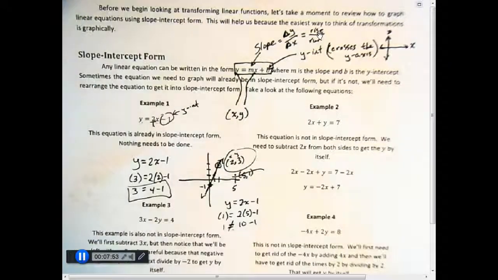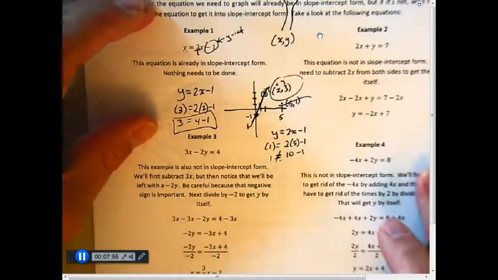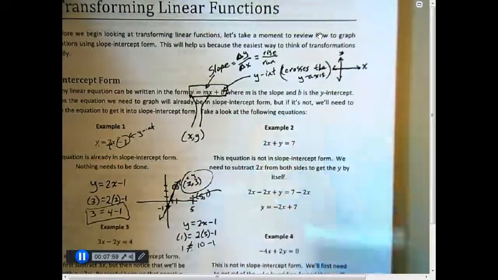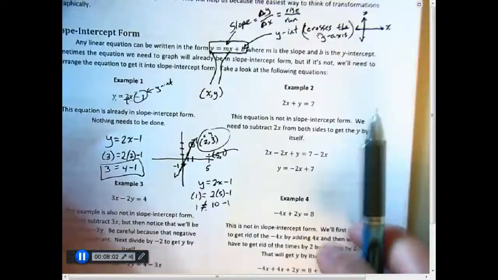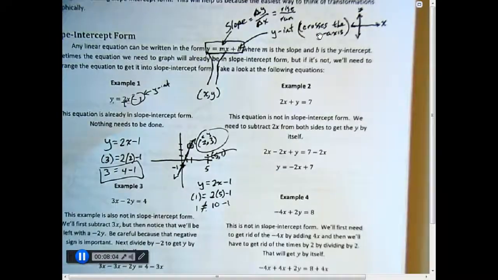Okay, so, very good. We have this. It's in slope-intercept form. Notice example 2. Is this in slope-intercept form? No. Tell your neighbor what you have to do. Put that in slope-intercept form.